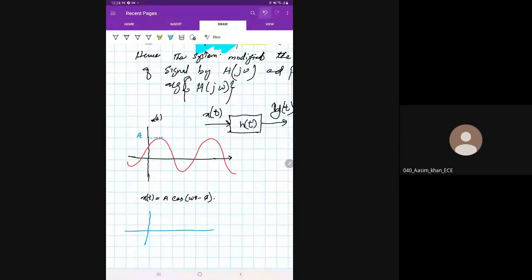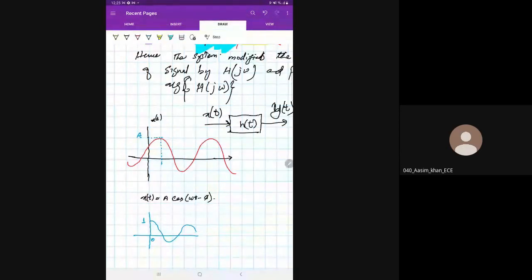Cos theta should be basically like this. Okay, this is cos theta. It starts from here. Cos of 0 is equal to 1. So peak amplitude is at 0. But its peak amplitude is not at 0. There is some phase difference.